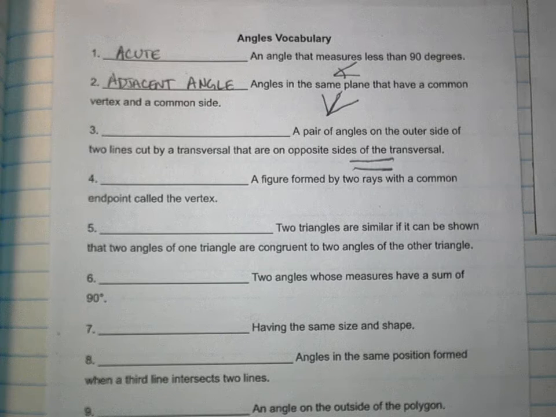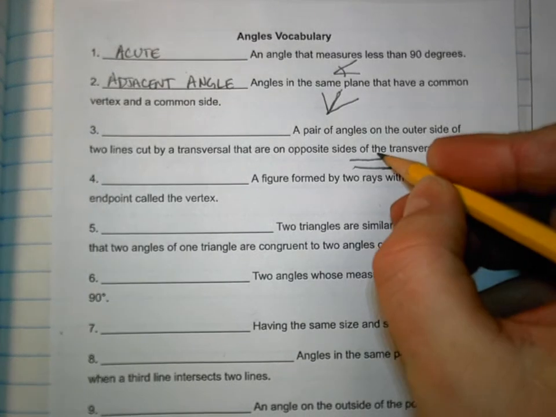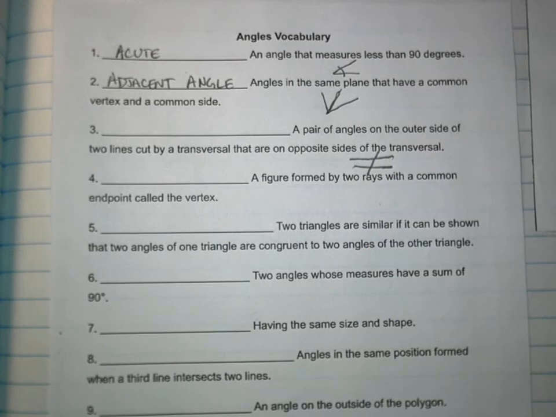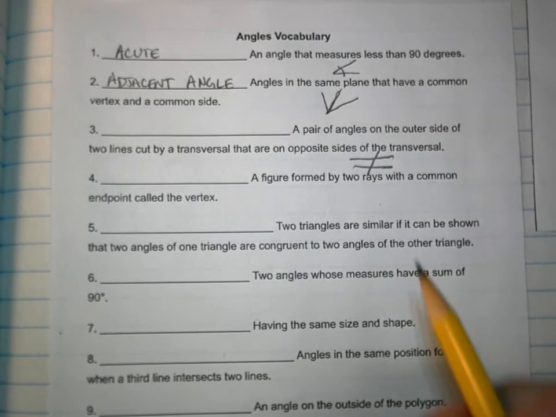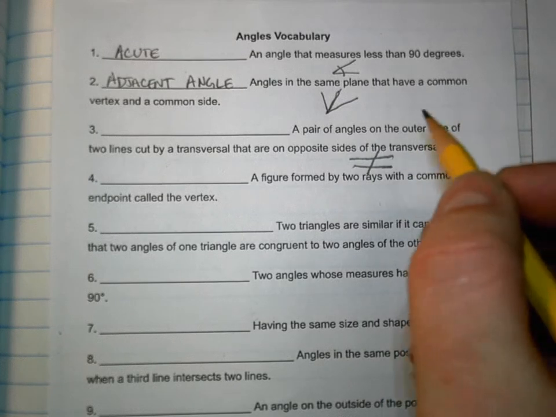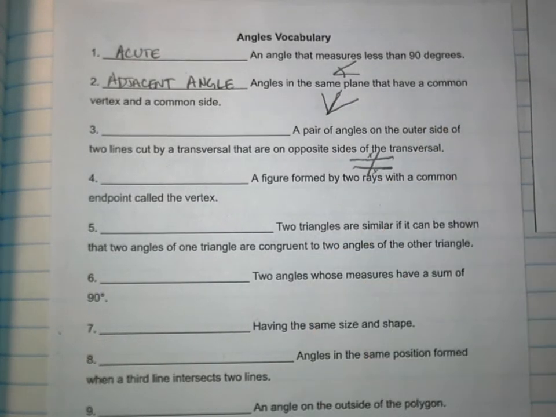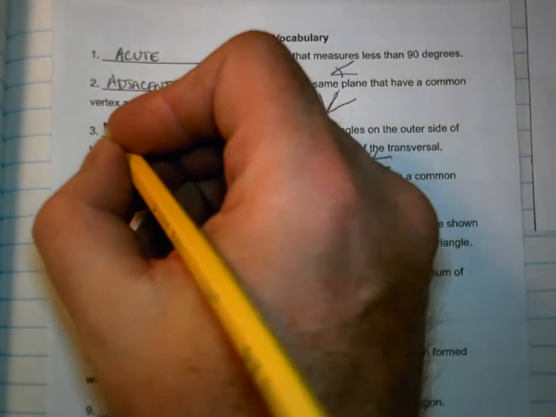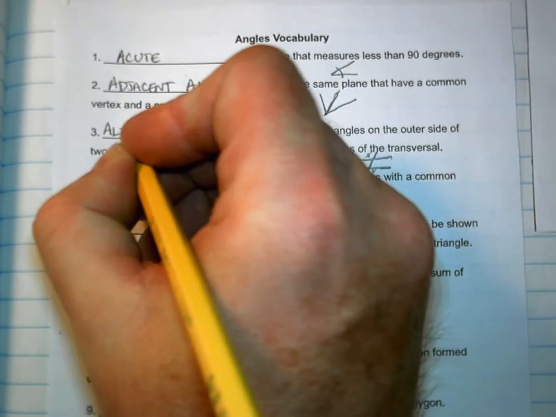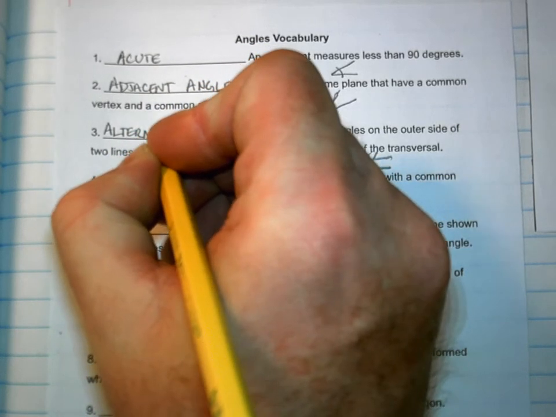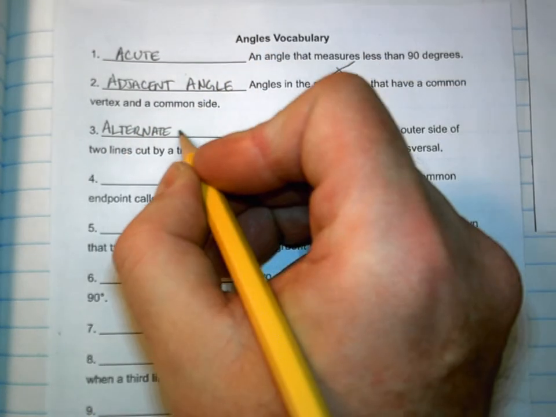Now, those of you who got that, that's okay. The transversal is a line that cuts those. That's called a transversal. So we're talking about a pair of angles on the outer side. We're talking about an angle here and an angle here. We call those alternate exterior angles.